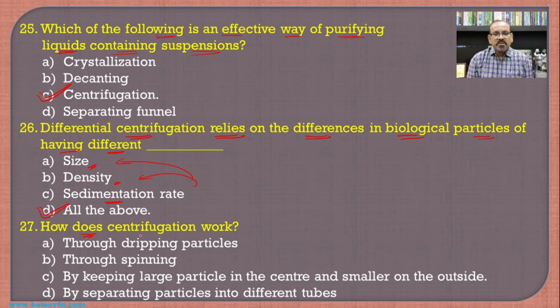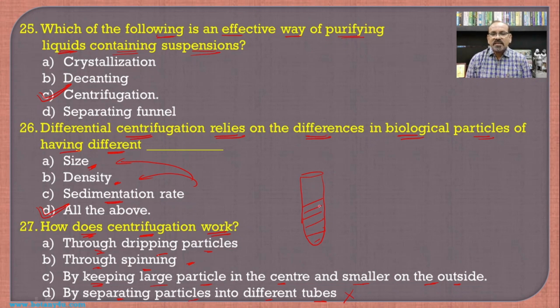Then how does centrifugation work? The options are through dripping particles, through spinning, by keeping the large particles in the center and smaller on the outside, and by separating the particles into different tubes. There is always separation of the material in the same tube, so the last one is wrong. Through dripping particles, there is no such method of dripping in the centrifuge, and through spinning, we are spinning, but such a type of spinning is not used in the centrifuge.